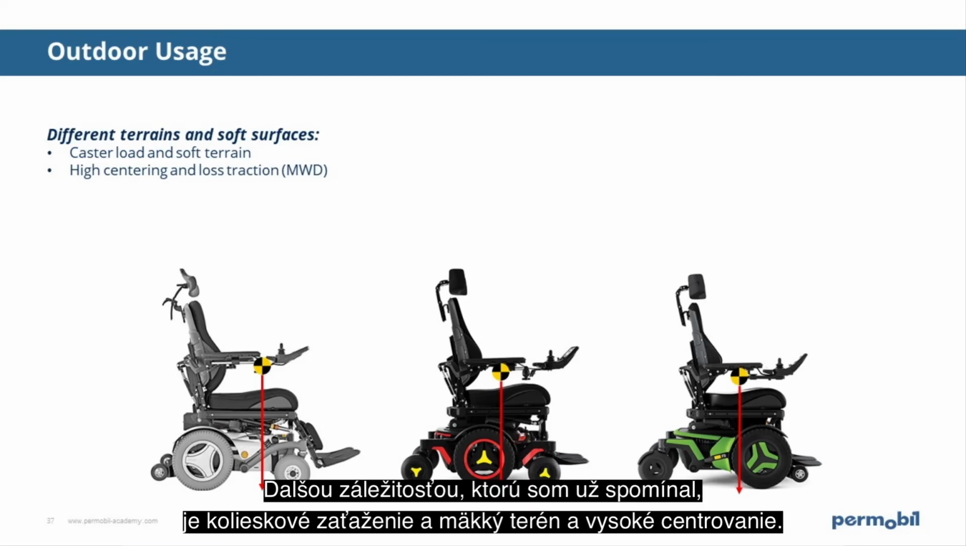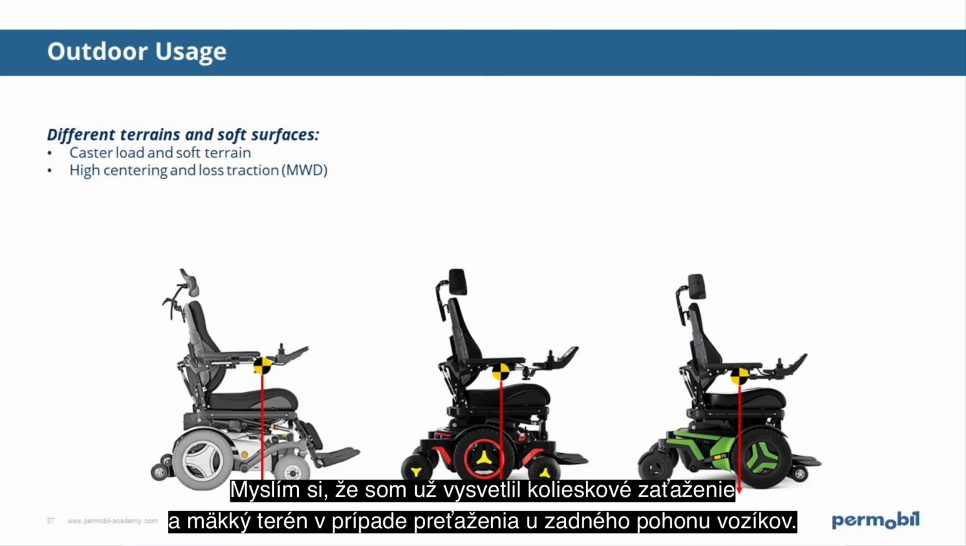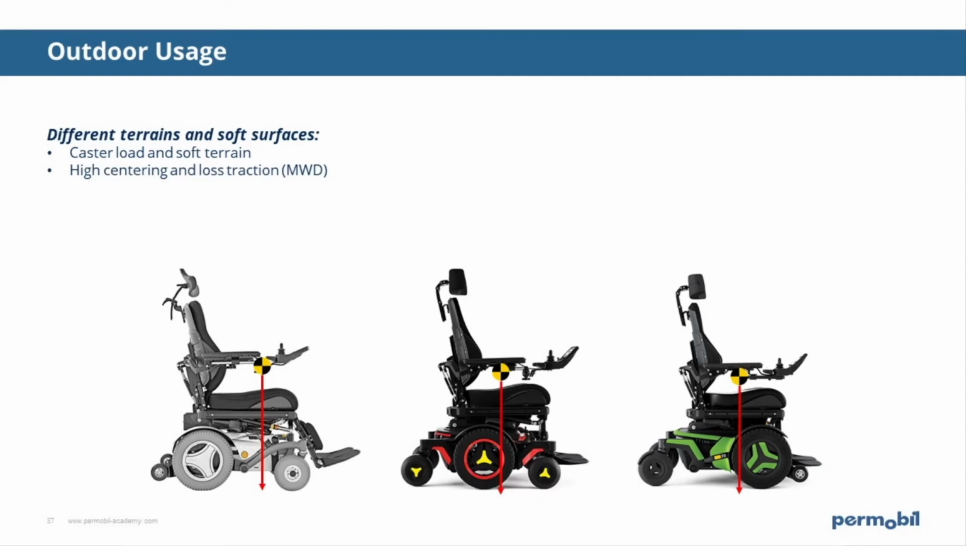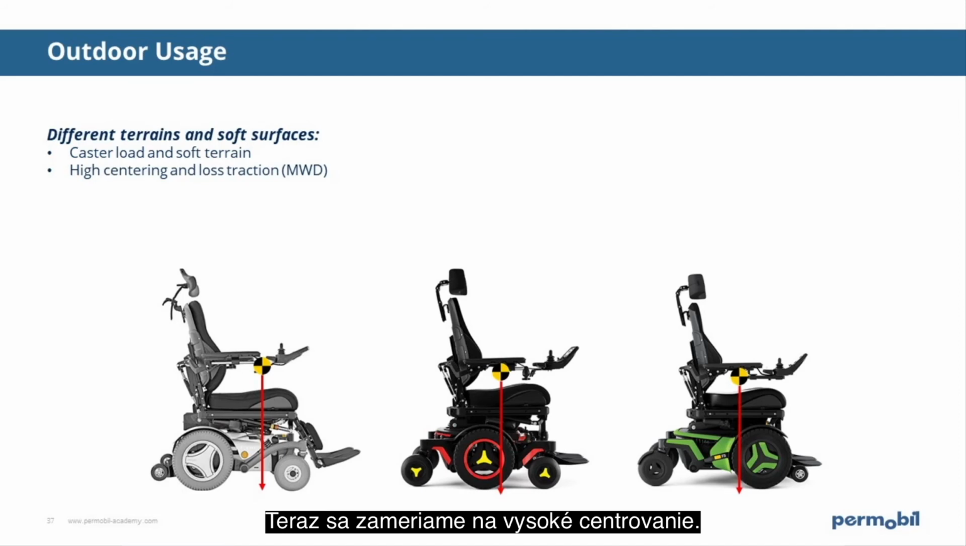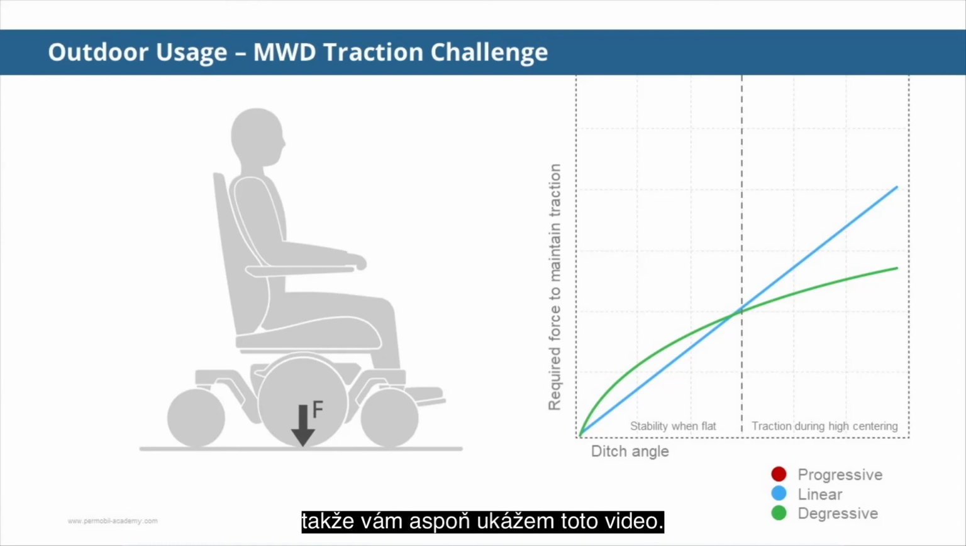Another thing I already mentioned is the caster load on soft terrain, but also the high centering. And the high centering will be explained in the two following slides. So I think I already explained the caster load on soft terrain and casters plowing when they are overloaded, like with the rear-wheel driven platform. So maybe it's better now to focus on the high centering. High centering is quite difficult to explain when I can't visualize it, so I can show you first of all this video.